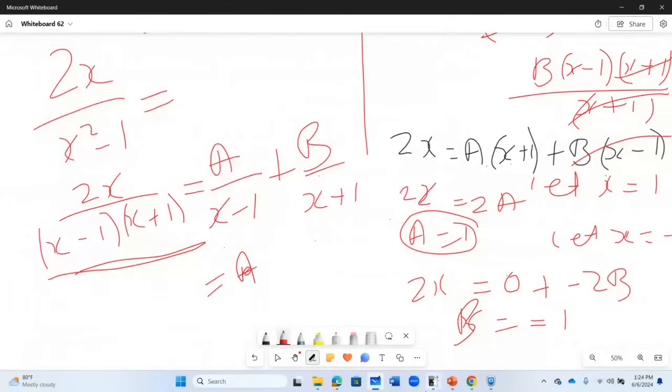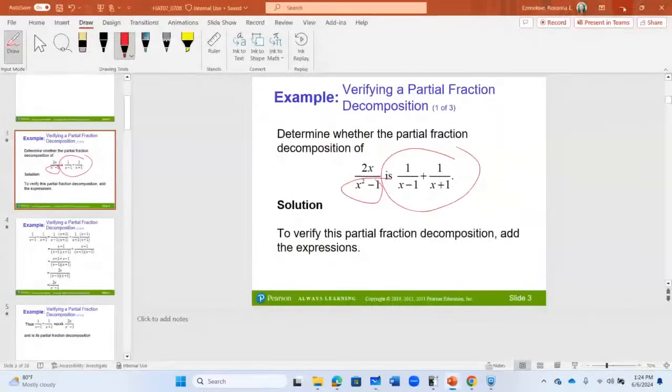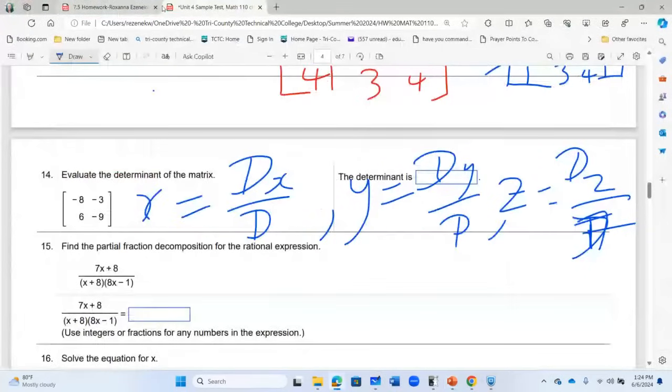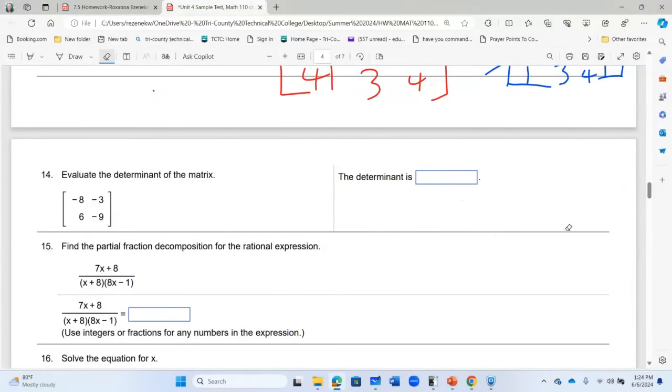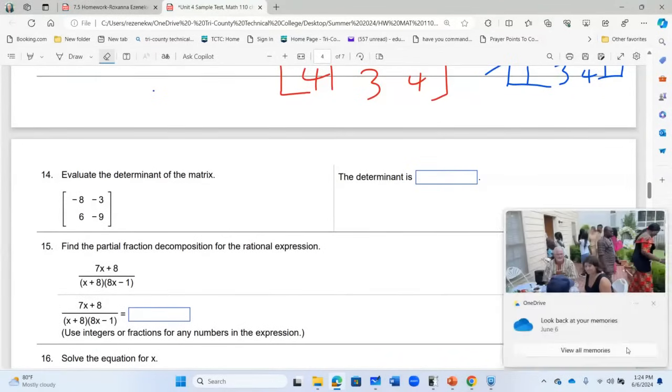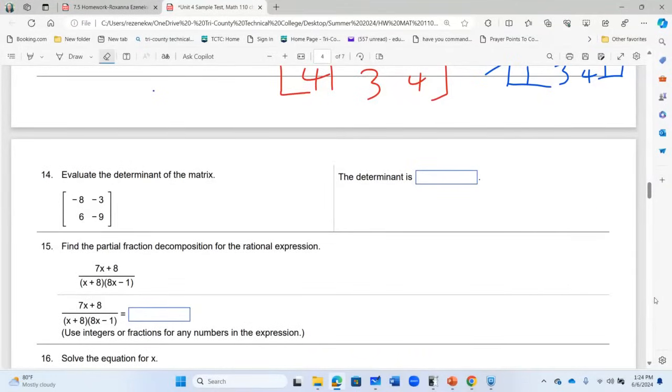Now let's go to a practice test and get one from a practice test. So we are going to the practice test and sample test. This is a sample test, and let's do one partial fraction decomposition. Let's start with number 15. They already factored it out for us, so we don't have any problem factoring, but if it's not factored, you have to factor it.